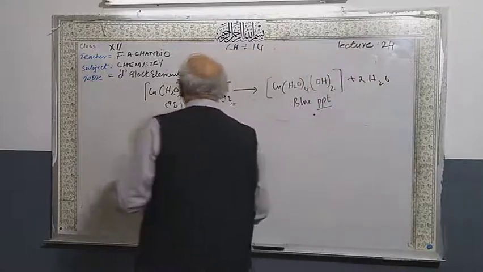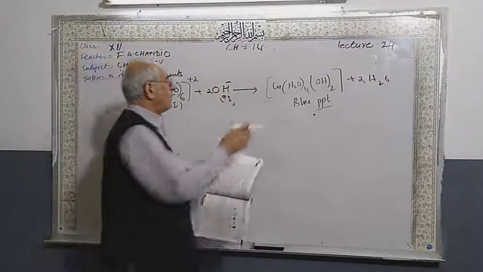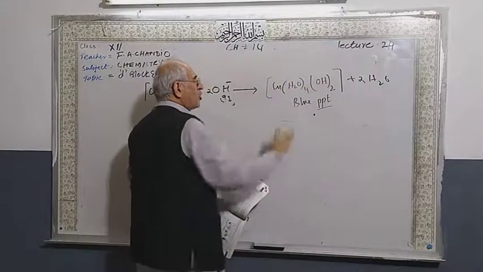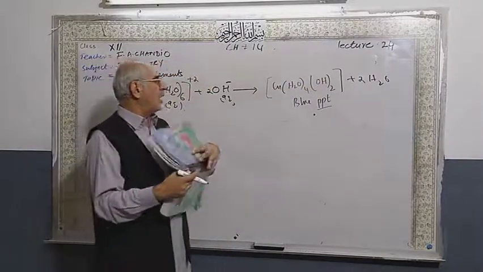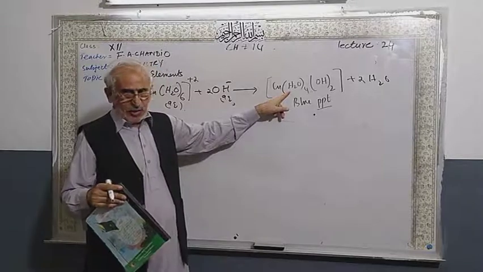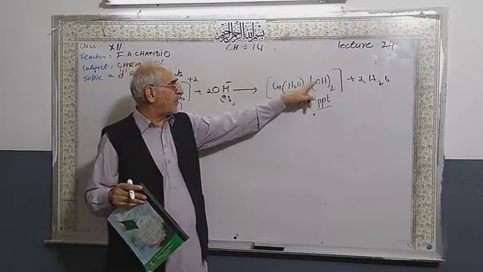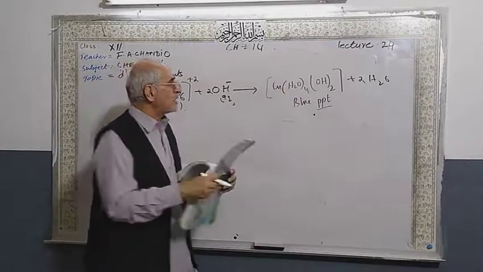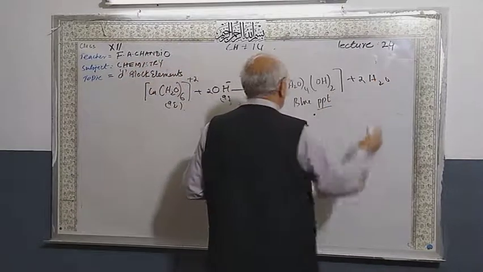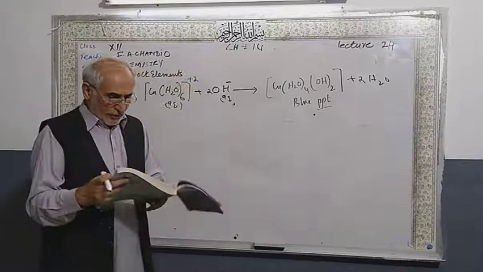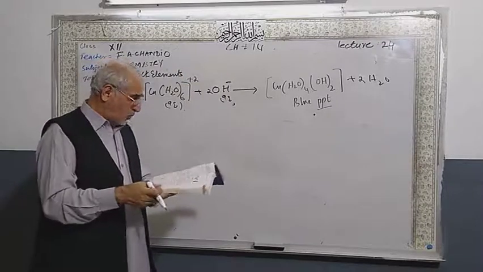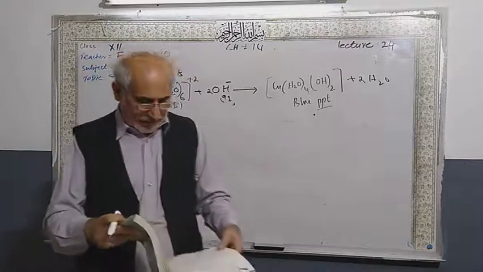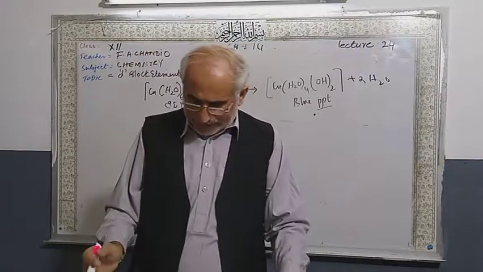The name of this compound is tetra aqua dihydroxo copper, no charge, because water is neutral, no charge, hydroxide is negative one, multiplied by 2 gives -2, and +2, so no charge. This is tetra aqua dihydroxo copper, a blue precipitate. You can also see it in the diagram, page number 86.